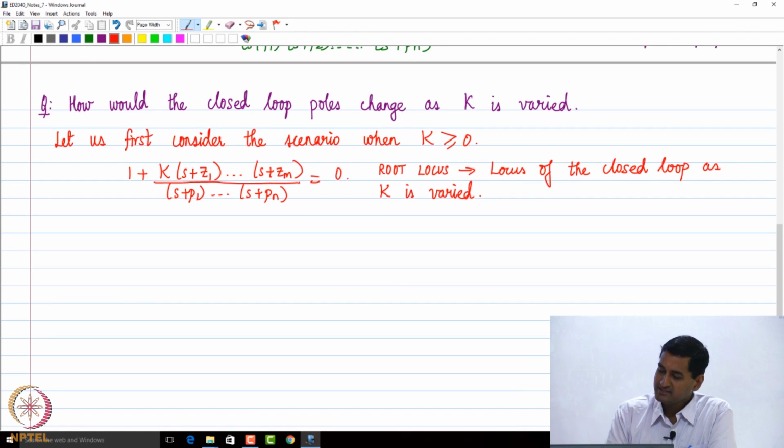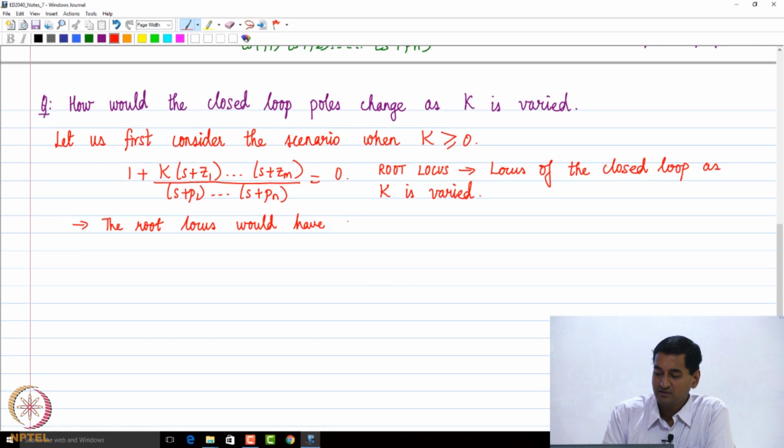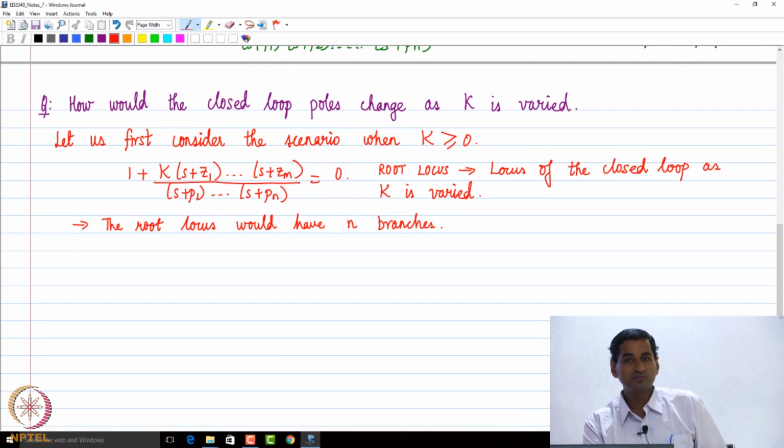The first thing to note is that the root locus will have n branches. Why? Because there are going to be n closed loop poles. This is an nth order system, so there are n closed loop poles. So, obviously, the root locus would have n branches.